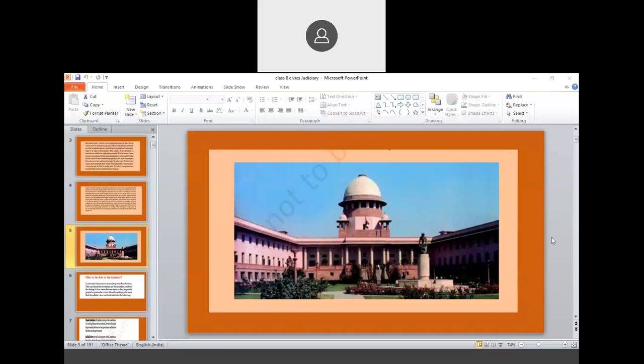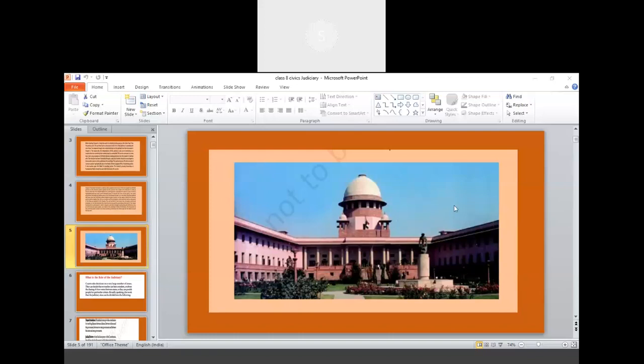Chapter judiciary. Judiciary is one of the branches of the government out of the 3 branches. The government has 3 organs, namely legislature, executive, and judiciary. So today let us study about the Indian judicial system.